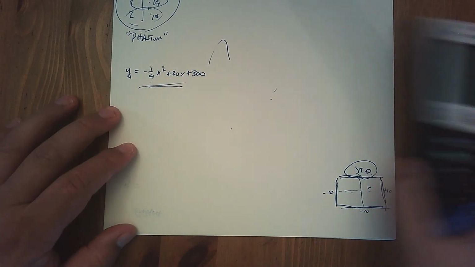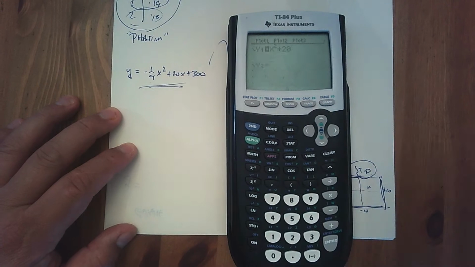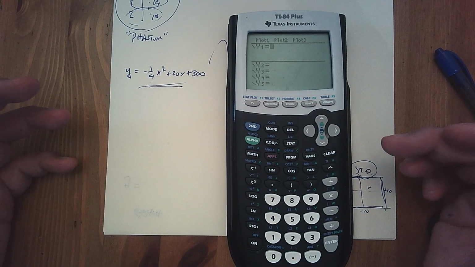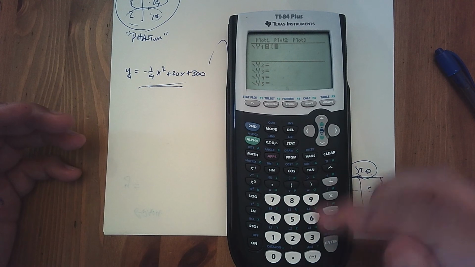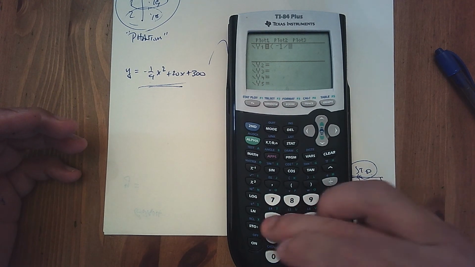And as far as entering it on my calculator, here's how I would do it. I go y equals, let me clear the function I had. I like to use parentheses. So I'm going to say parentheses negative 1, make sure you're using the right negative, divided by 4.